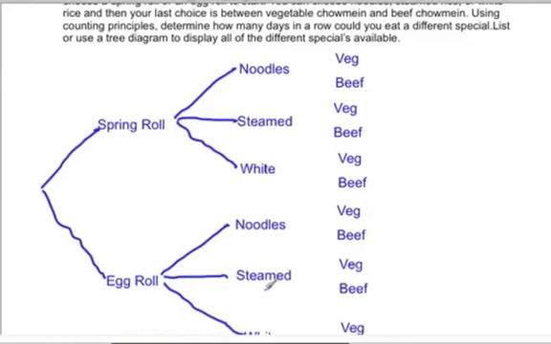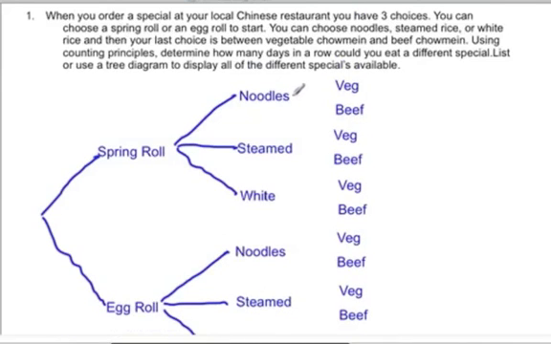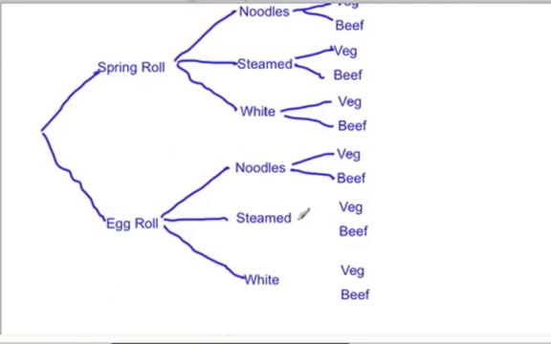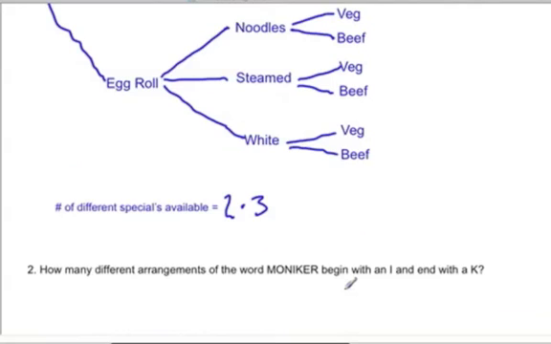And then we have 2 choices for the soup in every case. And so that means when you draw your tree diagram, you've got a total of 12 different options when you're ordering the special. So this will be times 2, which is equal to 12.